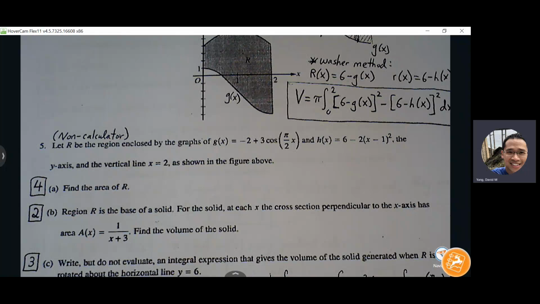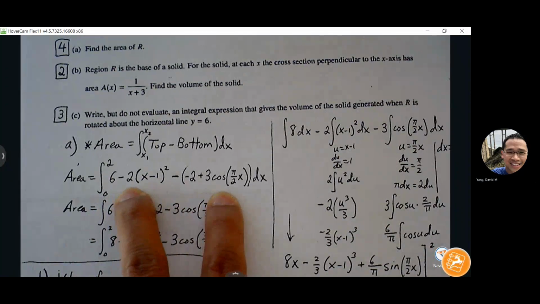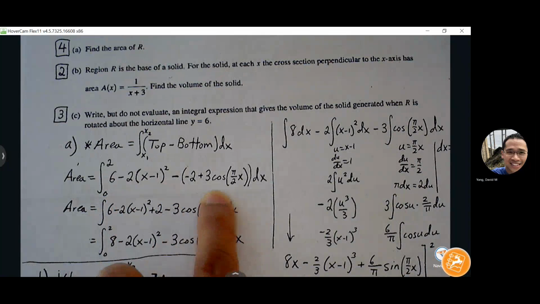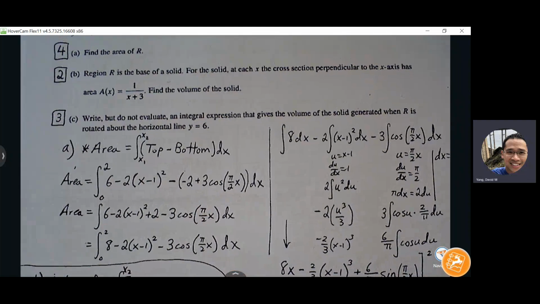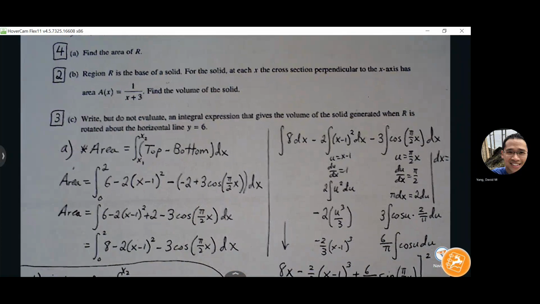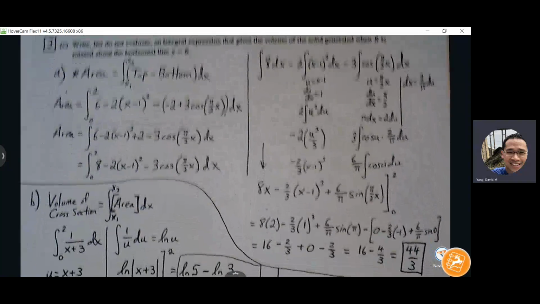So let R be the region enclosed by the graph of g and h. Find the area of R, so area is top minus bottom, but we've got to do this by hand here. The top graph is 6 minus 2 times (x squared minus 1). The bottom is negative 2 plus 3 cosine of pi over 2 x. It's not hard to set up, but it is quite a lot of work because we don't have a calculator in front of us.